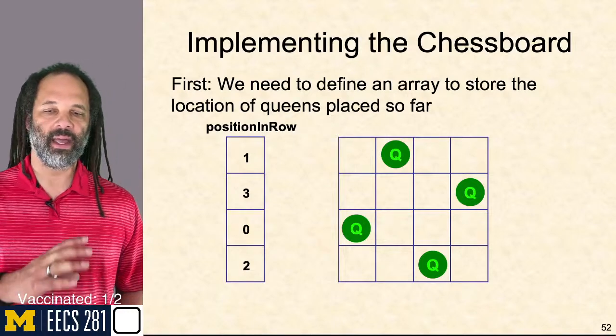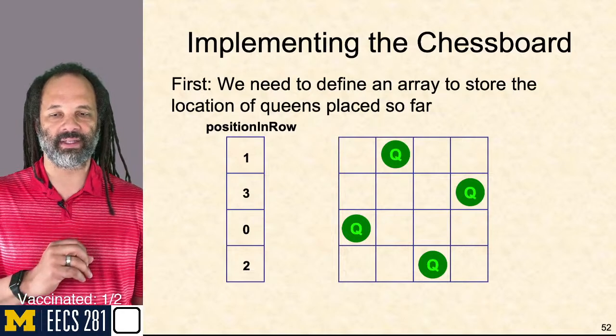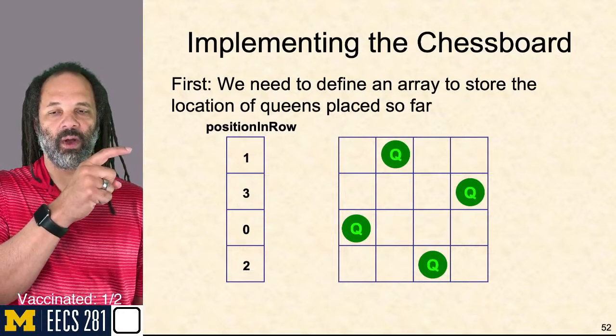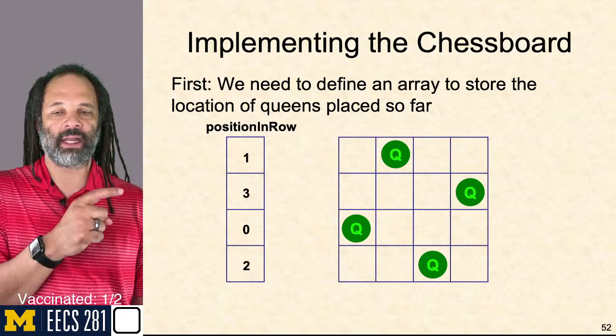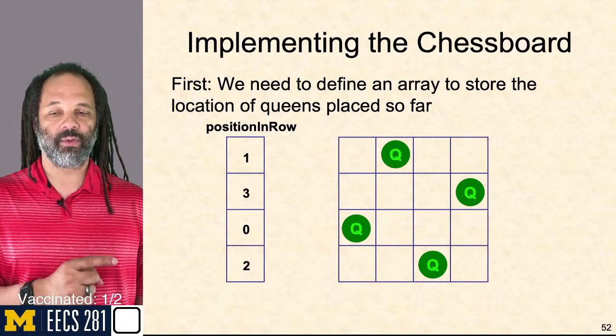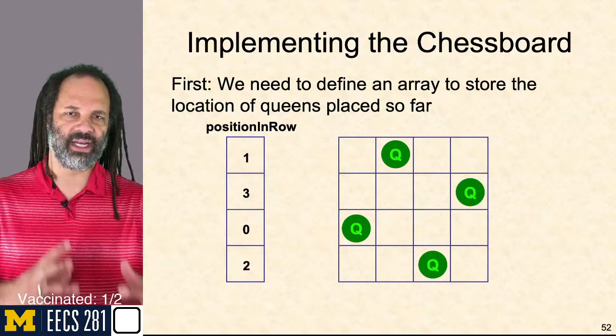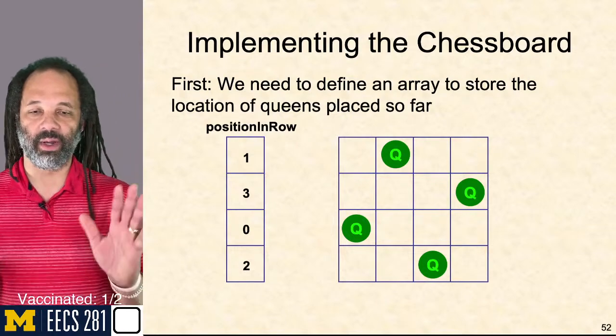Here's one of my vectors here. I've got this position in row vector that tells me in the first row I put a queen in position 1, in the second row I put a queen in position 3, third row I put a queen in position 0, fourth row I put a queen in position 2, and these are all 0-based indexes. I apologize for the first, second, third. It's like 0, 1. But you see what I'm saying here.